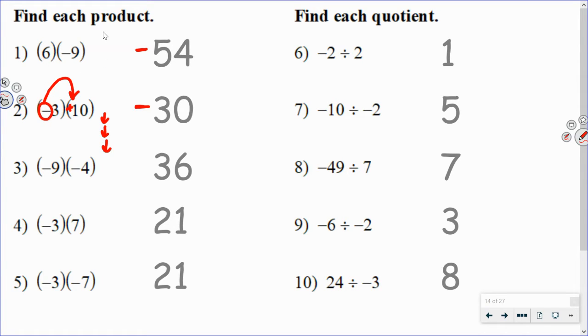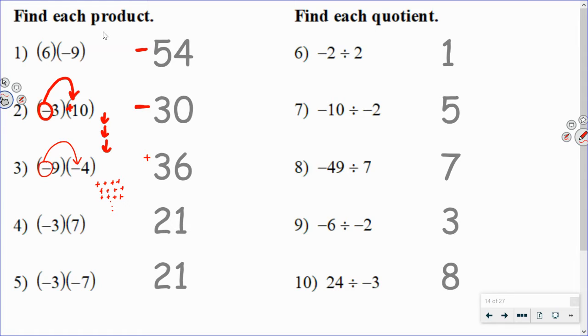9 -4s. Picture all those -4s. Aha, but wait a second. We are not asking just for 9 sets of those. We're asking us to then take the opposite, and all those -4s would then turn into +4s, which therefore means, not that you have to write this, but that would be a +36.